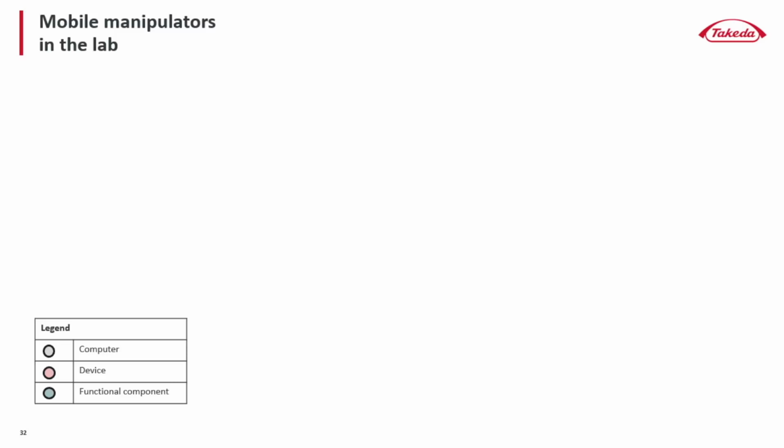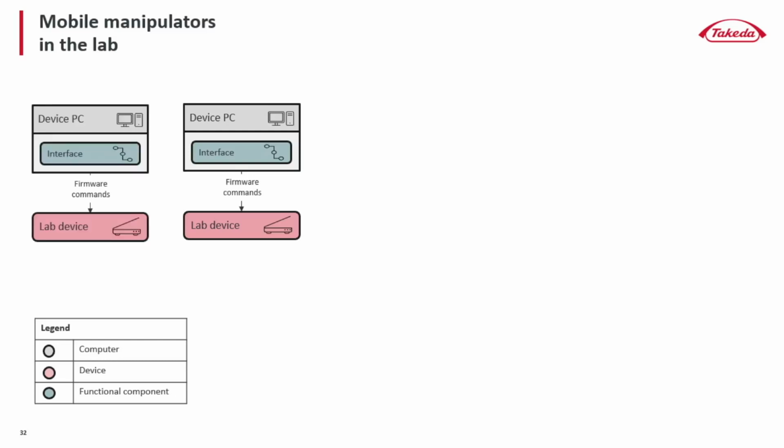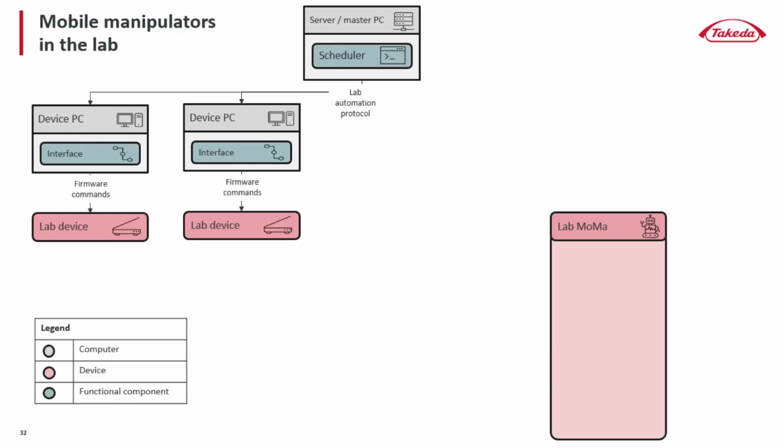So in a laboratory, in most cases, you have a bunch of different devices, standalone. You want to connect them. And for that, you need a scheduler on top, a master controller or laboratory execution system. And for physically connecting the devices, you need robots. Here we will present the mobile manipulator.